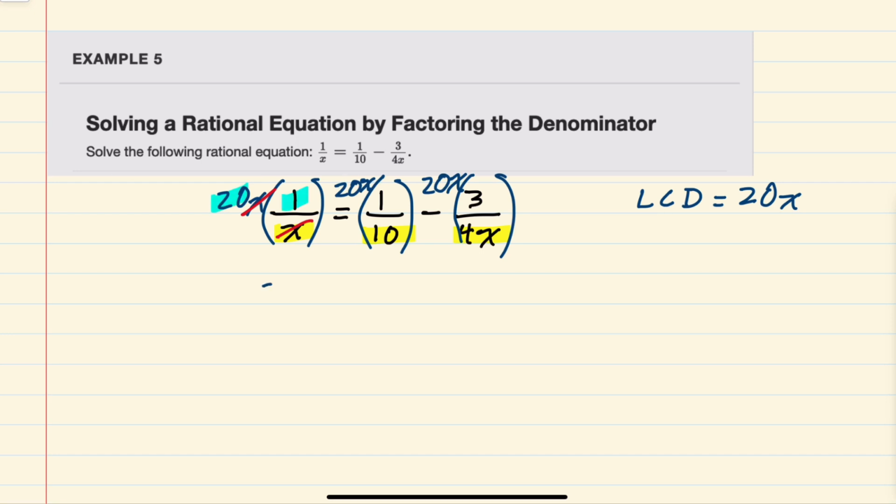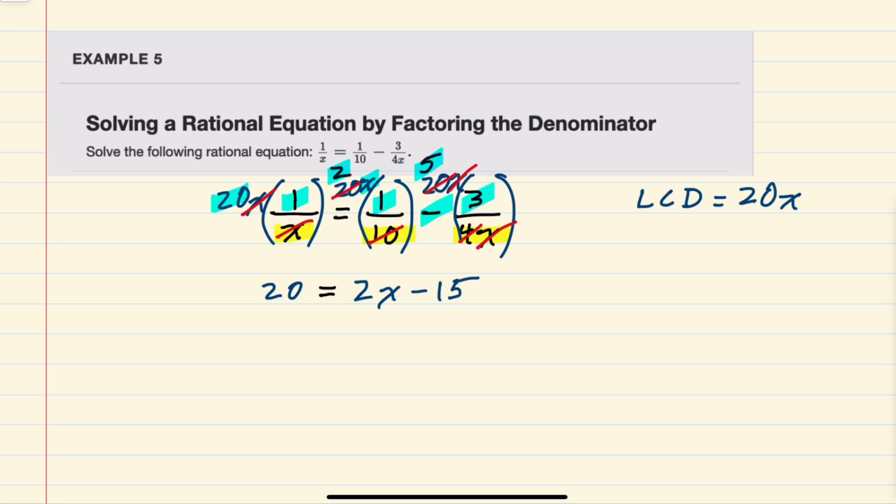times 1, or 20. And then on the right-hand side, this 10 will go into 20 two times, and I'm left with the 2, the x times 1, 2x, and then in the last term, the x's cancel and 4 goes into 20 5 times. So I have a negative 5 times 3, or minus 15.